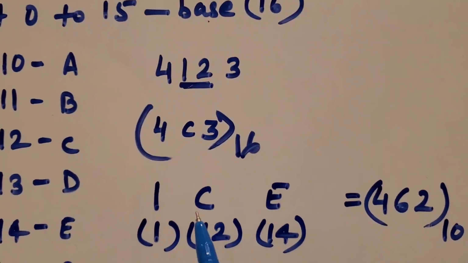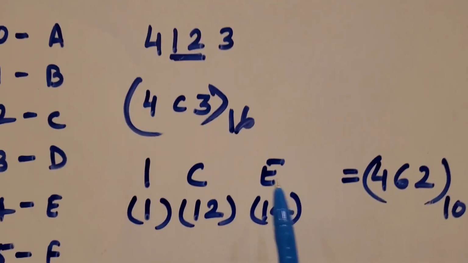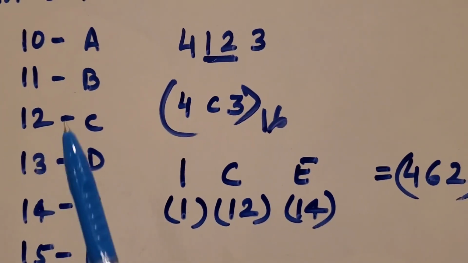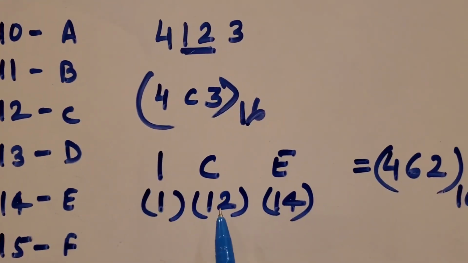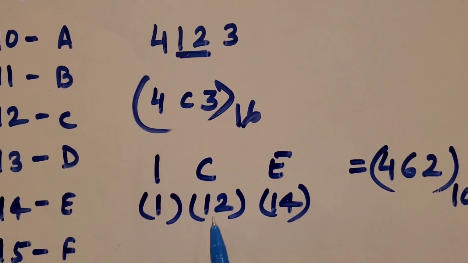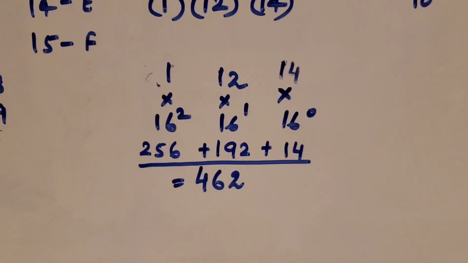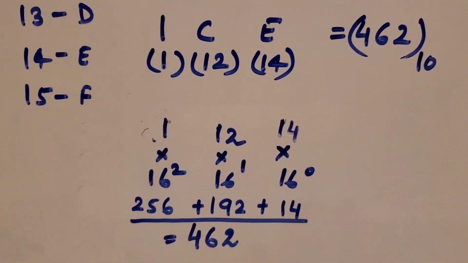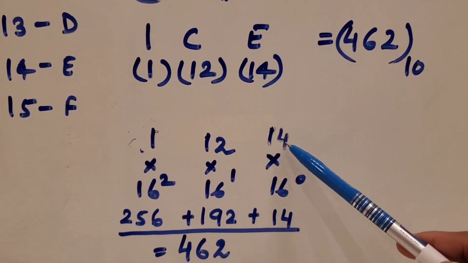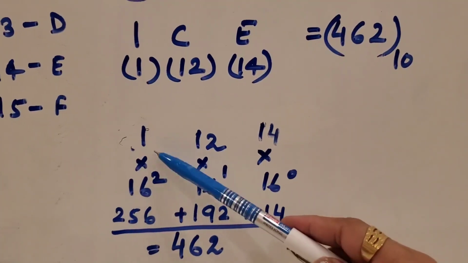Now I show you another number which is 1, C and E. As I told you, C is 12 and E is 14. So now the actual number was 1, 12, 14, and we have to convert this number from hexadecimal to decimal number. You can see what I have written: instead of E the 14, C the 12, and 1 is as usual 1.